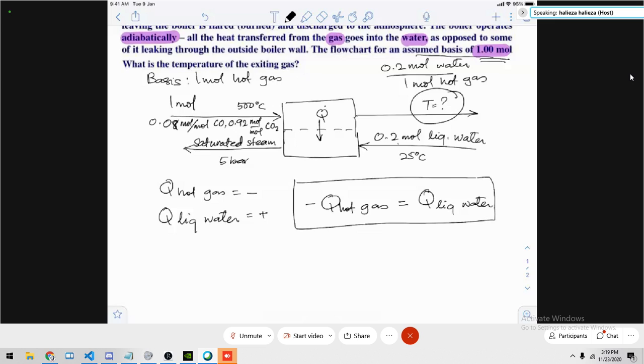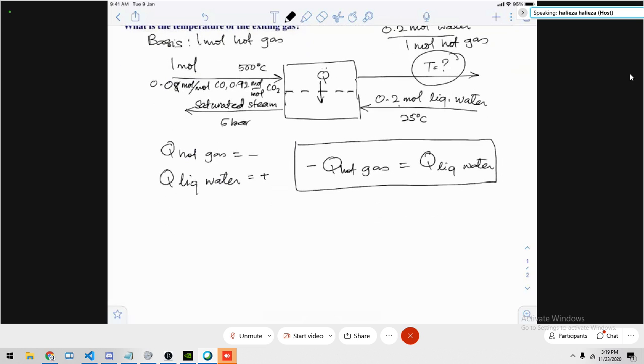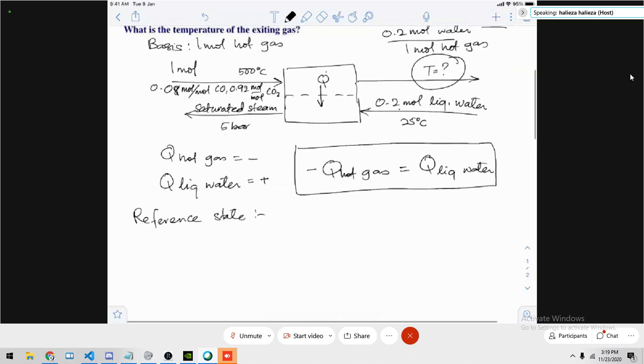Now we need to tabulate. Before that, before we start constructing our table, what is your reference state? Whenever you have steam, what is your reference state? Zero, at the triple point. For liquid water, remember you need to specify the phase: liquid water at triple point.